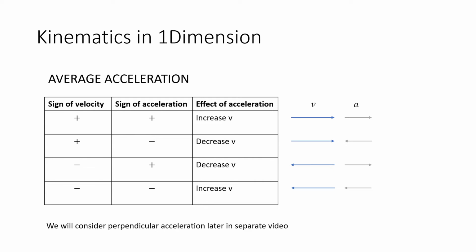It's only when the sign of the acceleration is opposite to the sign of the velocity that the effect of the acceleration is to decrease the speed, therefore the magnitude of the velocity, as it's denoted by the vectors on the right. So make sure you study this table because it gives you the four different possibilities. Now, as I mentioned earlier, we're not considering the case in which the acceleration is perpendicular because that requires a separate analysis which we'll tackle in a separate video.